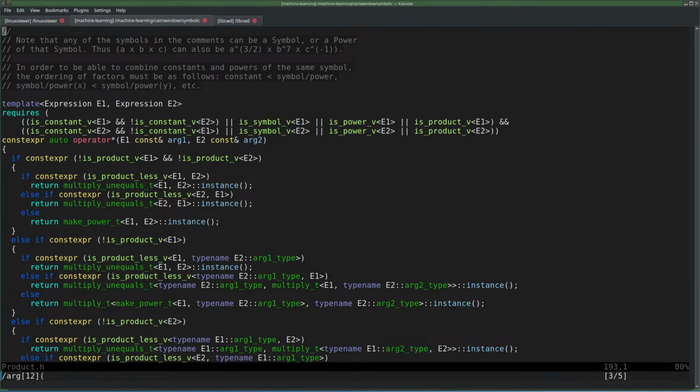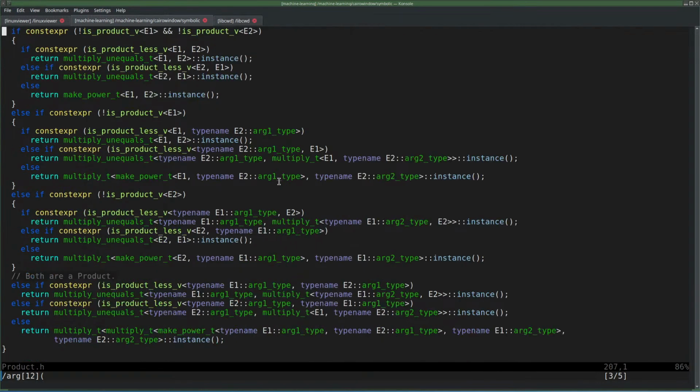Now think about it. Actually, this is multiply t. And we can implement this thing as just multiply t of E1 and E2, and then instance of that. This thing is now only ready to be translated to multiply t non-recursively over, well, bleh. You get what I mean.